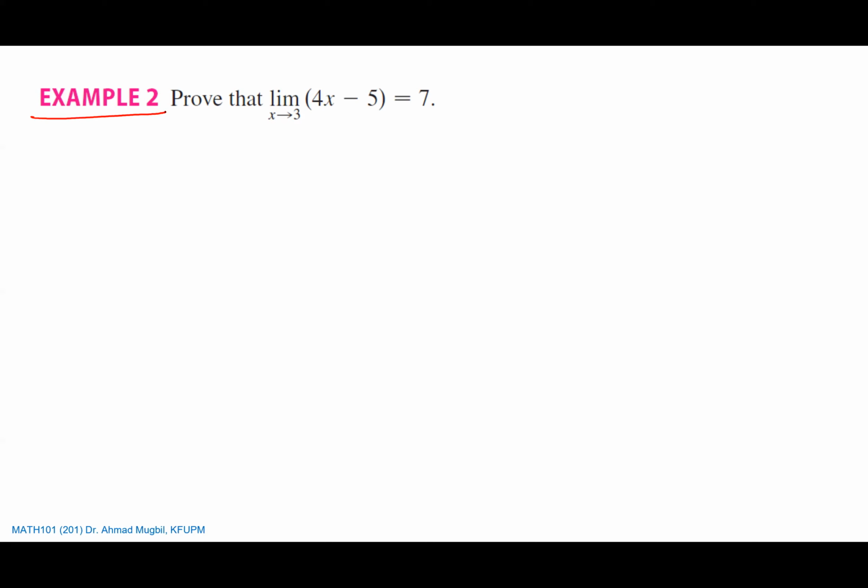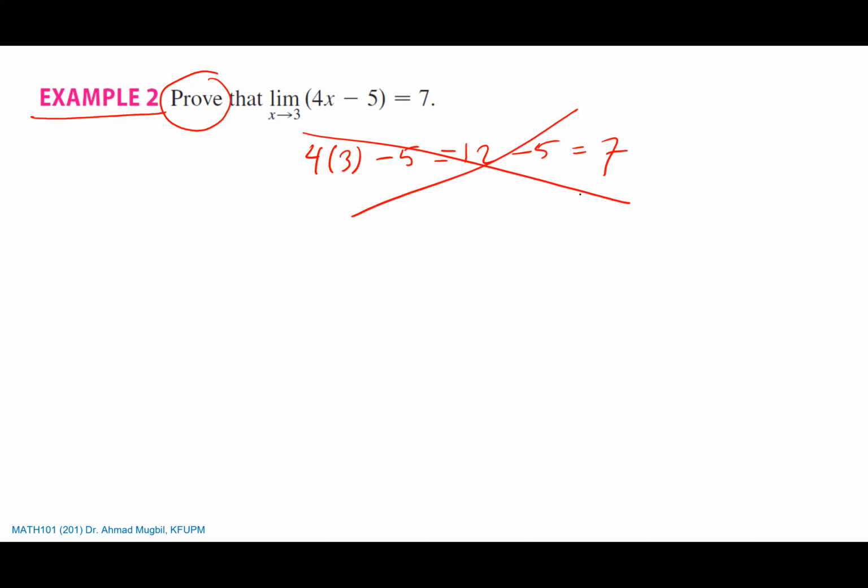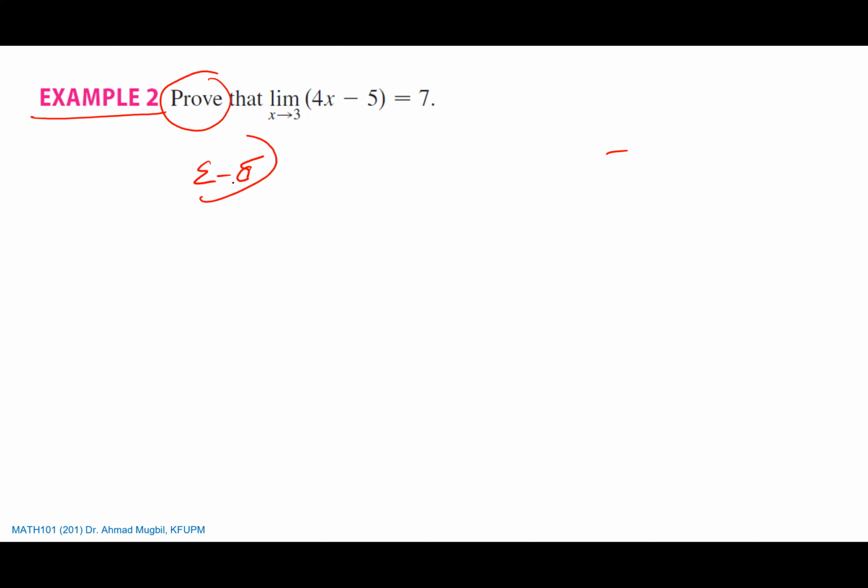In example 2, this kind of problem, you will call it proving. You need to prove that this equals 7. But if you said it is 4 times 3 minus 5 equals 12, 12 minus 5 is 7, this is not proving. This is calculating. You are finding the limit. I know that it is 7, but I want you to prove for me that it is 7 by using epsilon and delta. So you have to use the precise definition of delta and epsilon.